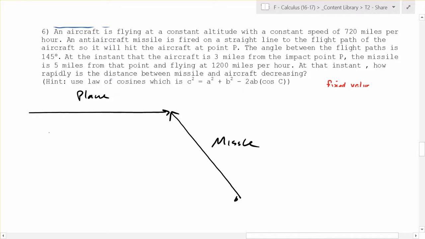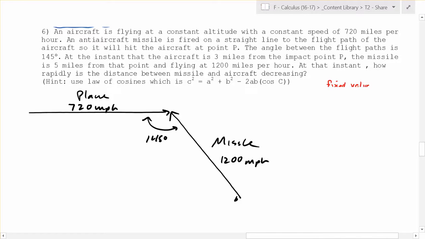And it says, what does it say? The angle between the flight paths is 145 degrees. So it's telling you that this is 145 degrees. And this is 720 miles per hour, right? What's the missile? Does it tell you? 1,200 miles per hour, right? And it says the angle between them is 145.